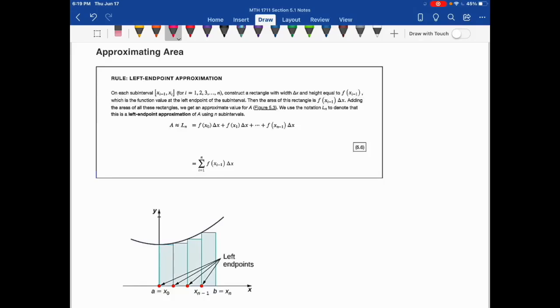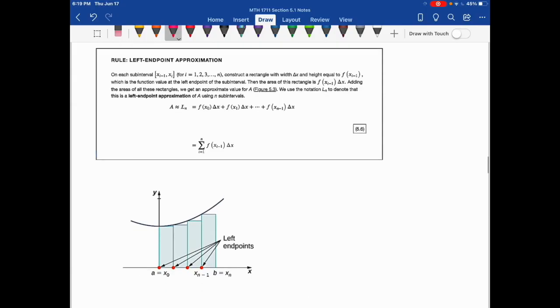So now that we've got our notation down, we're going to start approximating the area under the curve. Now, we're going to cover two different ways to do that in this section. There's what's called left endpoint approximation, and then there's right endpoint approximation. We're going to start off with left endpoint approximation.